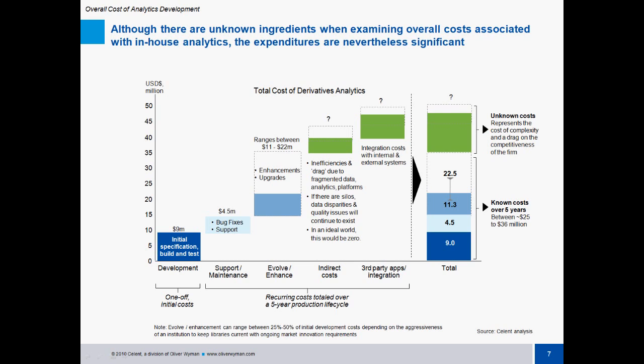This is an area where we find significant differences between firms in terms of how much they reinvest to keep their analytics libraries at the cutting edge. Different firms will adopt different levels of aggressiveness, and this can range from 25% to 50% of initial costs per annum over a 5-year production cycle. In total, over the entire software lifecycle, a firm pursuing an in-house approach can spend between 25 to 36 million just on derivatives analytics alone for the costs that we can realistically quantify.